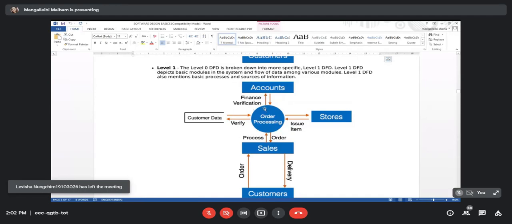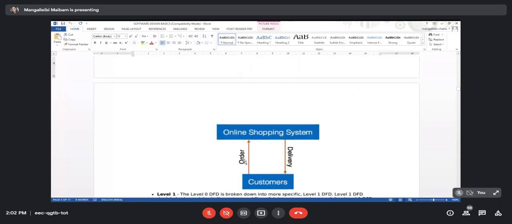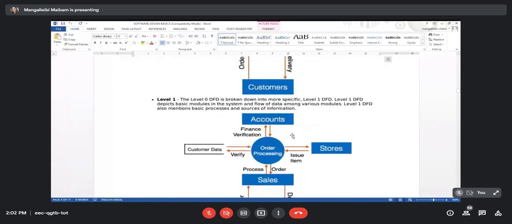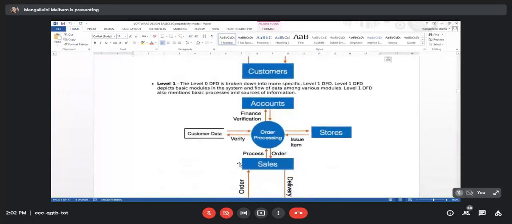And once you finish the verification, the payment process will be done here. If the payment is confirmed, then we have a store, our product store. From this product store, we will get the item and the item will be sent to the sales. Then the sales will deliver it to the customer. So like this, the same concept we are representing in a detailed manner. Okay, this is known as the level 1 DFD diagram. This explains more specifically about the system.